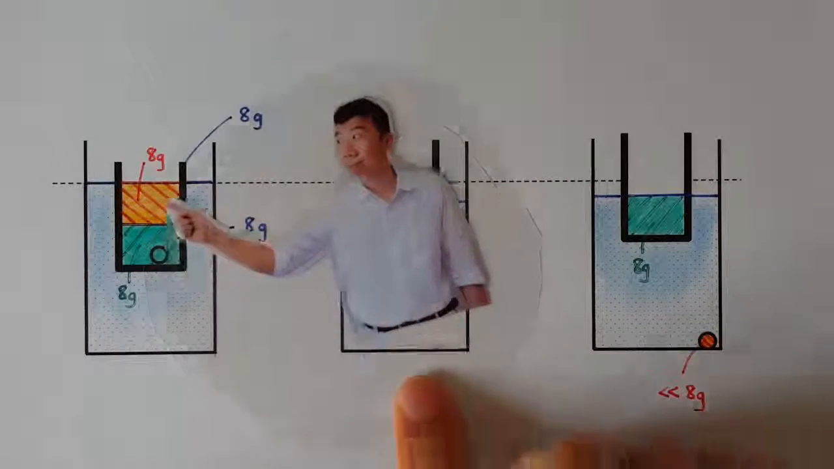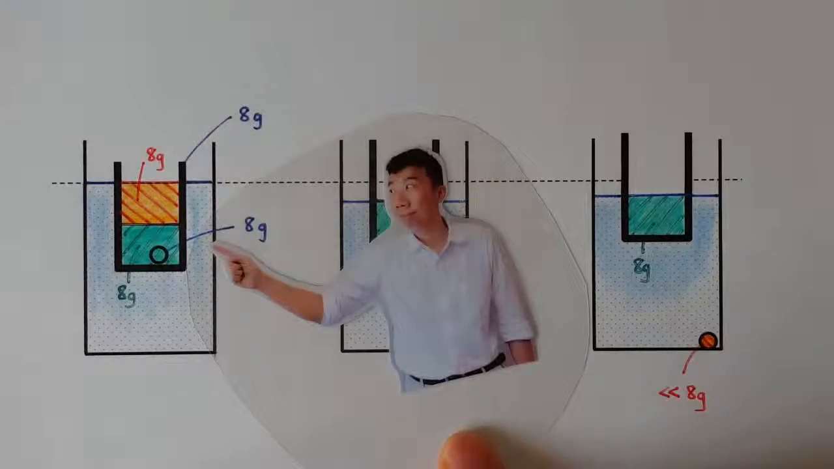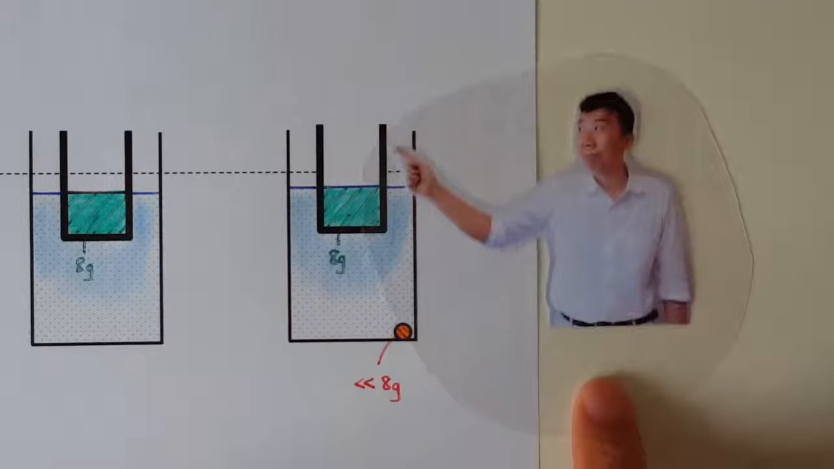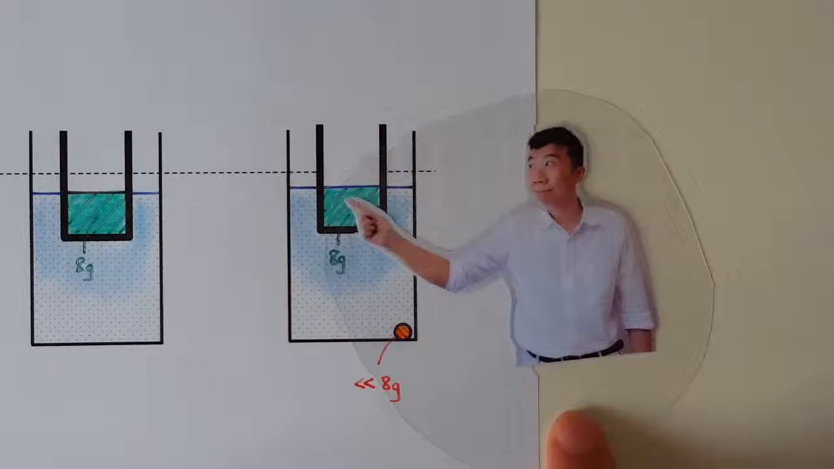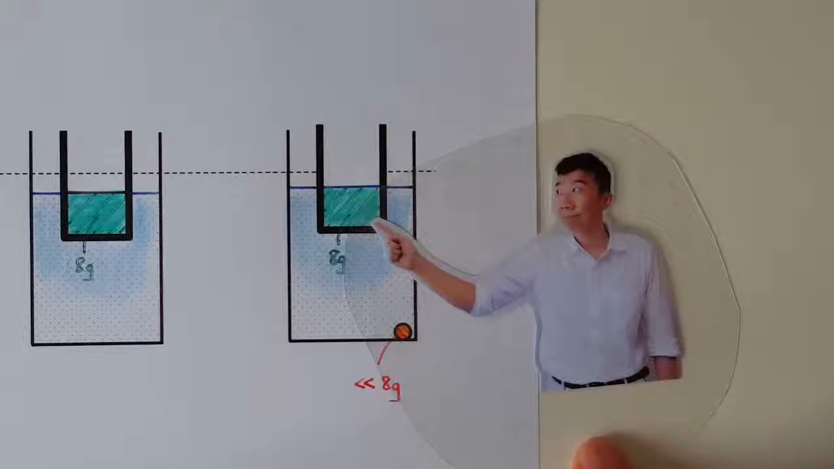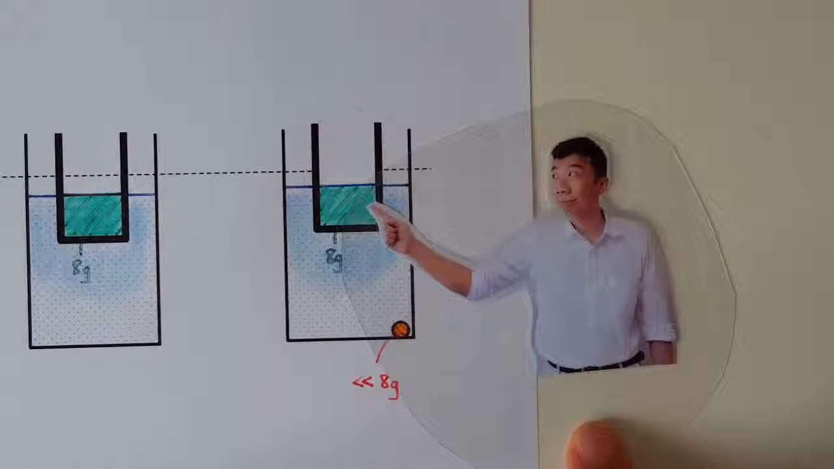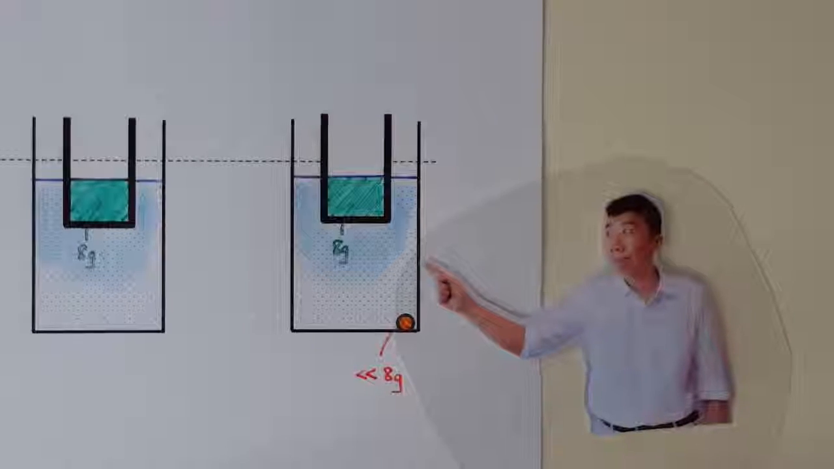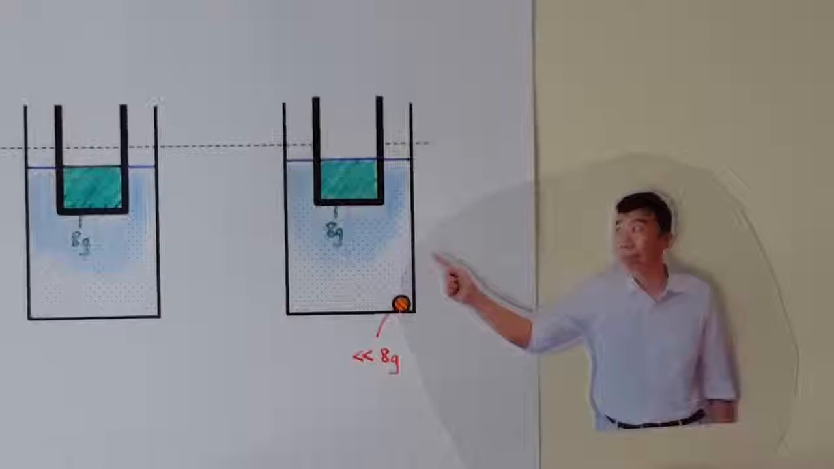Let's now take the lead ball out of the container and drop it into the water. The container by itself weighs only 8 grams, so it's going to displace 8 grams of water and it'll stay afloat. But what about the lead ball? Is the lead ball still going to displace 8 grams of water?